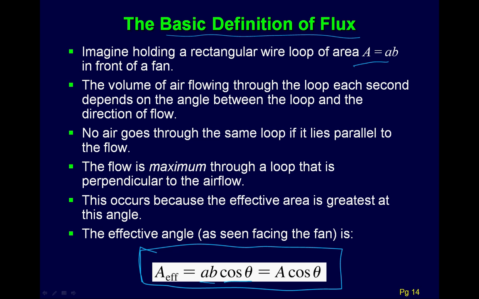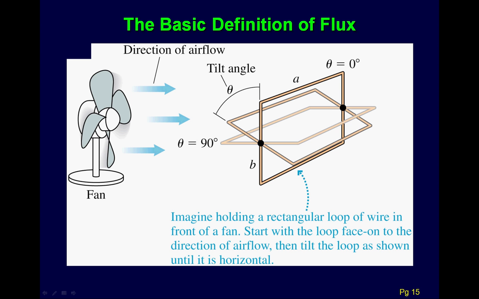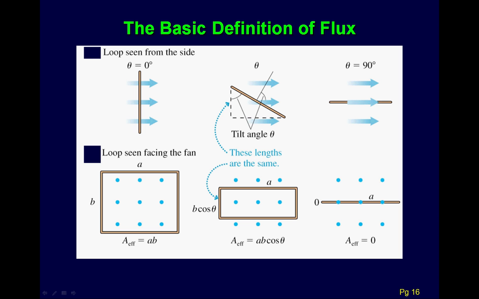Let's see some examples of how this works. Here's the picture, and this loop is switching, and he talks about three different cases. The first case is when theta is equal to 0, where the fan is totally going through it. When theta is 90, no air is going through this loop at all, and then there's some tilt angle in between the two. Again, this is talking about the definition of flux. So here are the three cases. When the angle is 0, the air is going through in a maximum case. The maximum amount of air going through is possible.